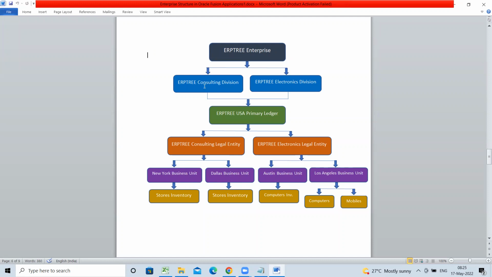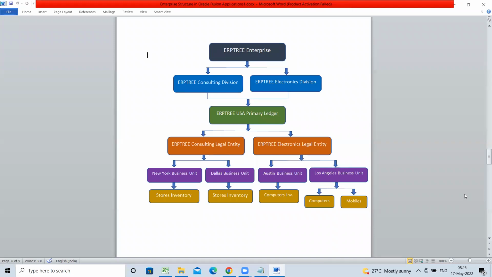Say consulting. Since those are under consulting legal. For these two, whenever you record the transaction with New York or Dallas business unit, you may select division as a consulting division. For these two, you may select the electronics division. That's all.